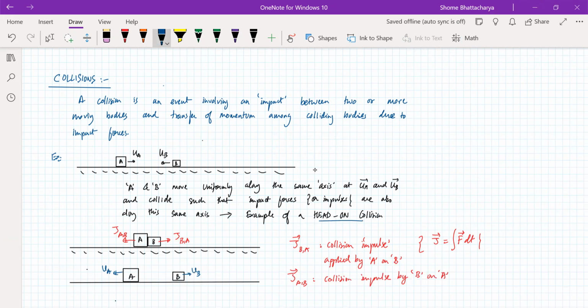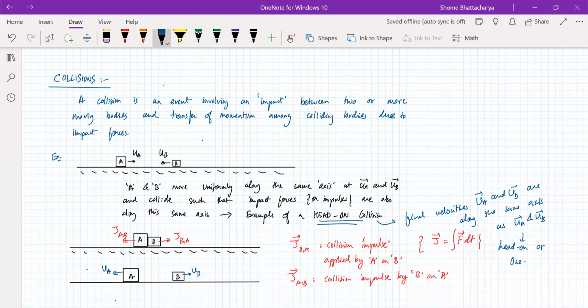So this is an example of a head-on collision, where what is happening in the head-on collision is that the final velocities, that is the velocities after impact, VA and VB, are along the same axis as the initial velocities. Okay. Hence, the head-on collision is also called a one-dimensional collision.